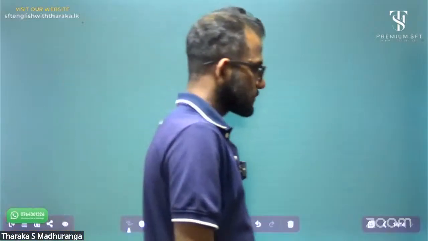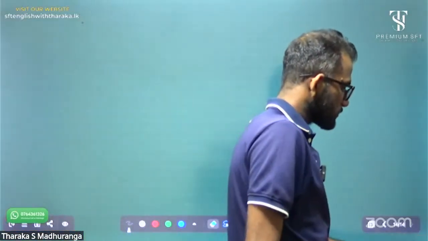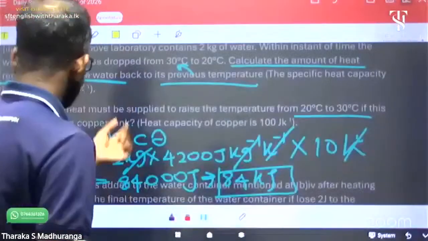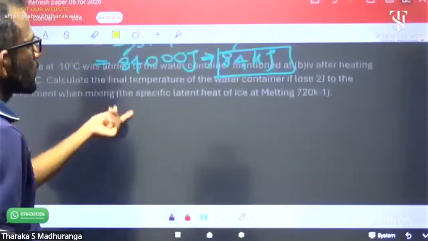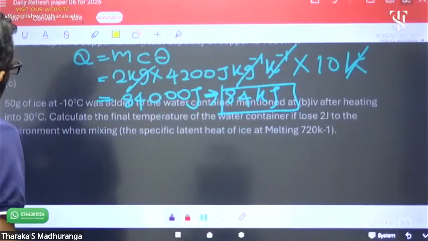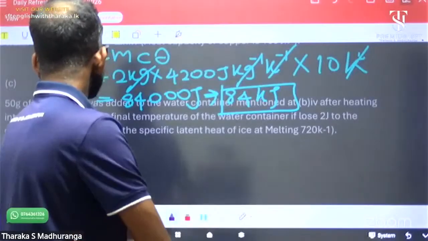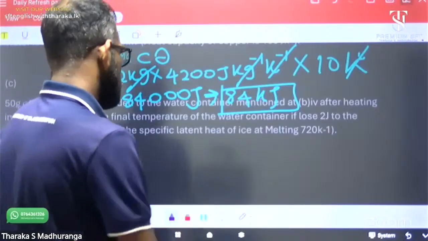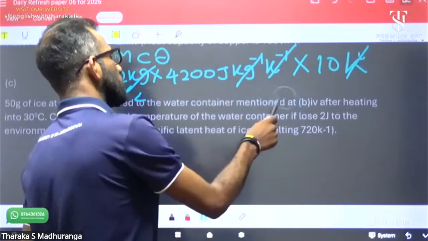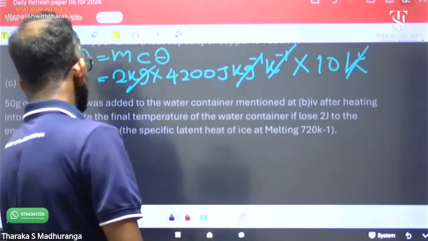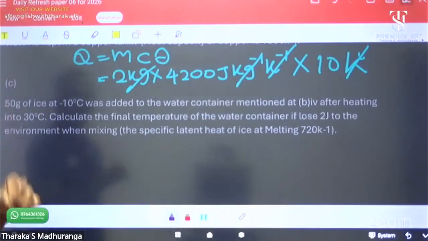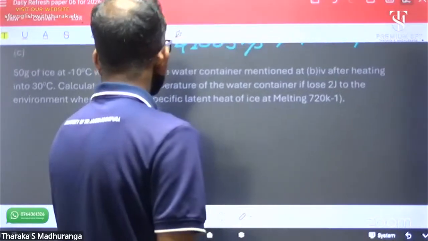Okay. Final part. Okay, final part. 50 gram of ice at minus 10 Celsius was added to the water. This is mixture method. Mixture method. 50 gram of water, sorry, 50 gram of minus 10 ice was added to the water.